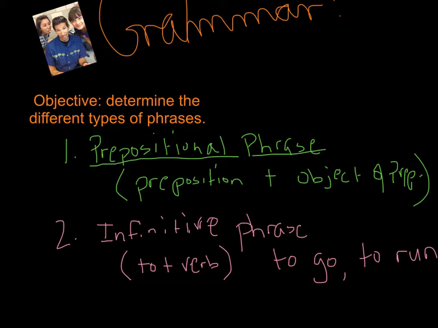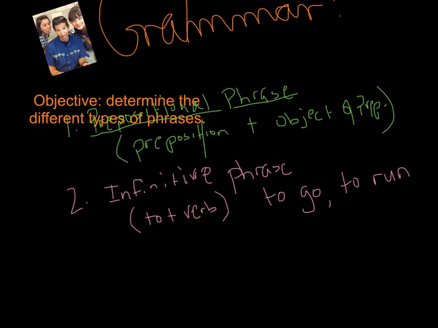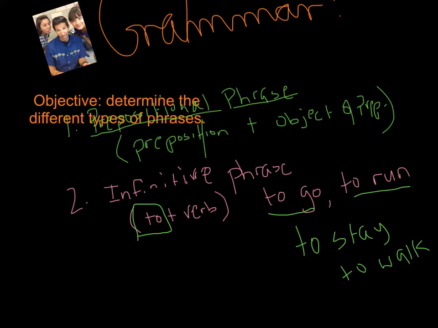The next one is an infinitive phrase. Infinitive phrases always, always, always start with the word to. So it'll be to, and then it'll be followed by some type of verb. So here are some examples: to go, to run, to stay, to walk. These are all infinitives. And now the infinitive would be to walk. The infinitive phrase would be to walk, and then any modifiers, any adjectives, any object that is part of it.